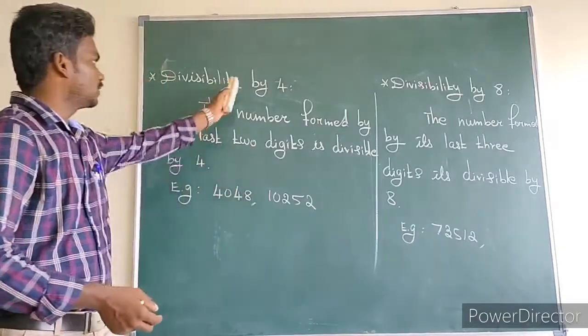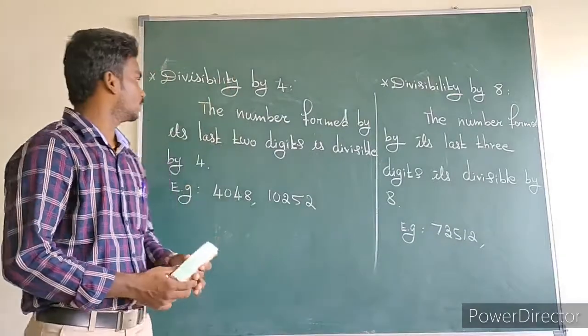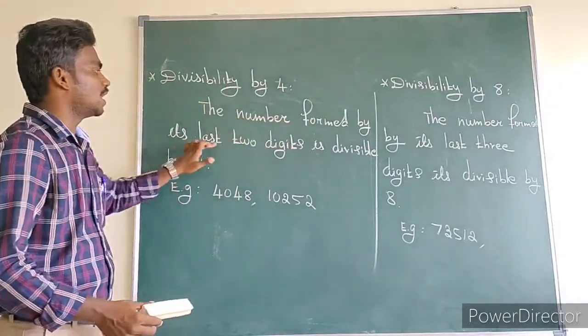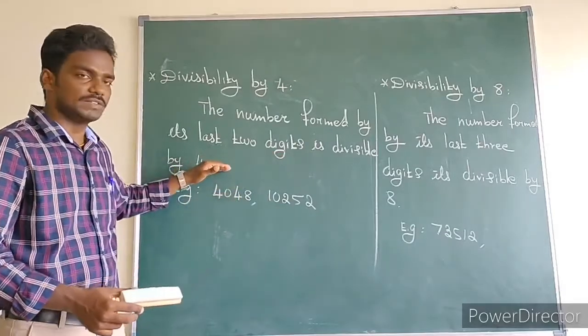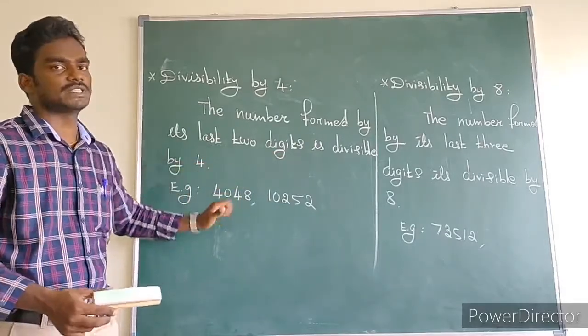So next, divisibility by 4. What is the condition for divisibility by 4? The number formed by its last 2 digits is divisible by 4. Then the whole number is divisible by 4.